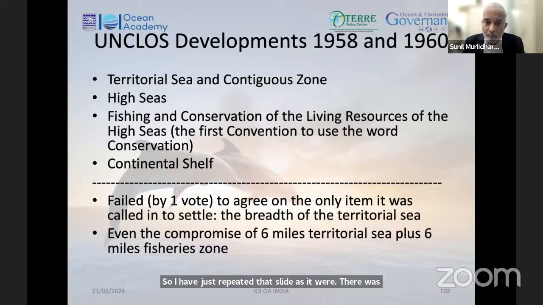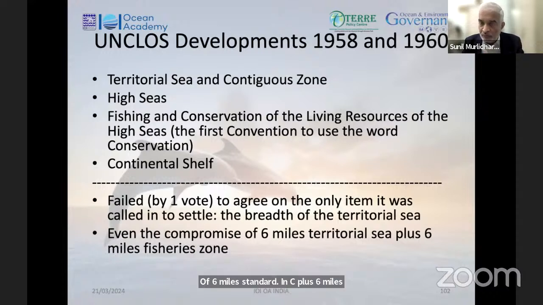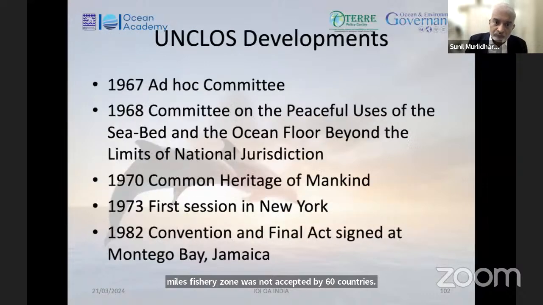They wanted to have a compromise, actually, in the 1960 conference of 6 miles territorial sea plus 6 miles fisheries zone. Instead of calling it contiguous zone, they called it fisheries zone. So some countries still have this fisheries zone. UK used to have it until recently. Inland fisheries, they used to call it. So anyway, even the compromise of 6 miles territorial sea plus 6 miles fisheries zone was not accepted by 60 countries, fell short by one vote. So we move on from there.